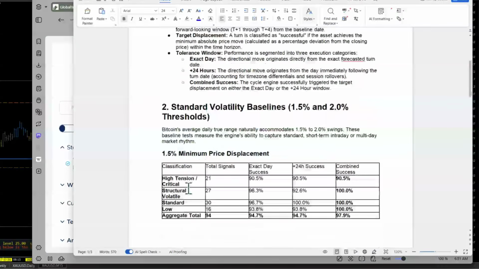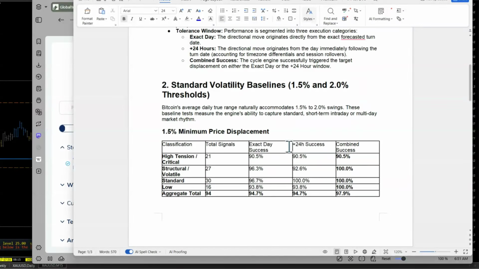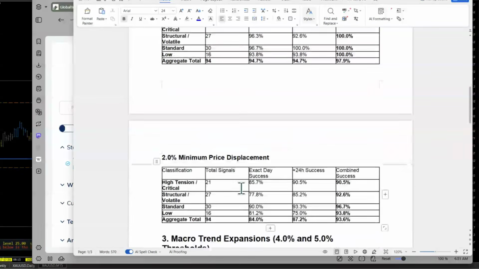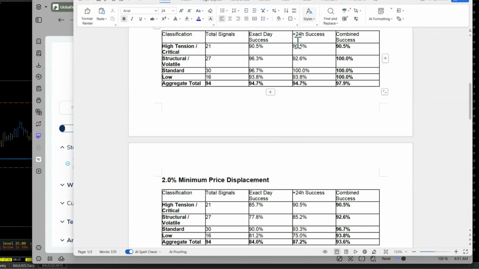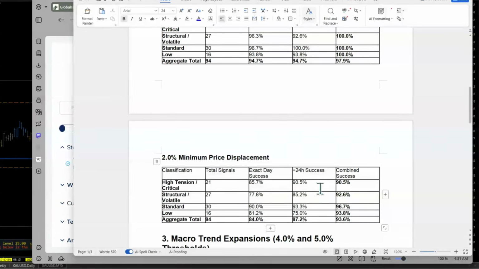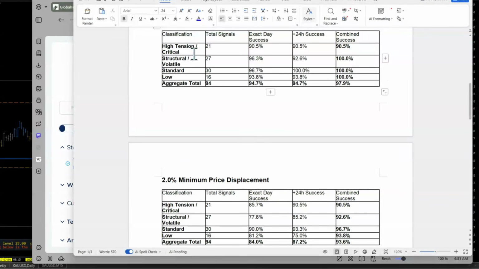So one is for the 1.5 minimum price disbursement. As you can see, we've got quite a nice high success rate on the turn where we catch 1.5 to 2%. And this is the 2%, so they're pretty high, as you can see. This one's 90.5 and this one's 90.5 as well. And these are the types of classifications. So if we have high tension, critical, structural volatility, standard, low, aggregate, and so on. So that's a top total as well.